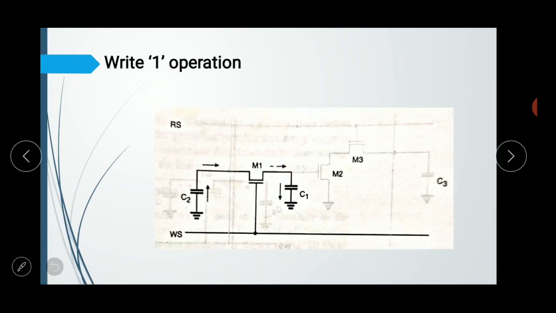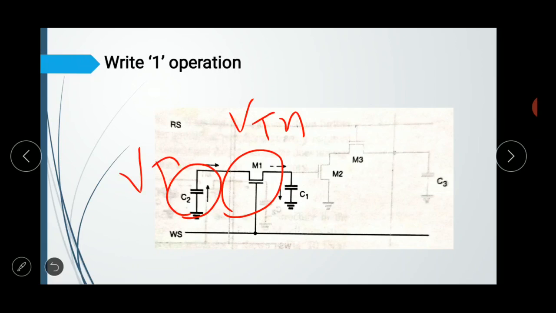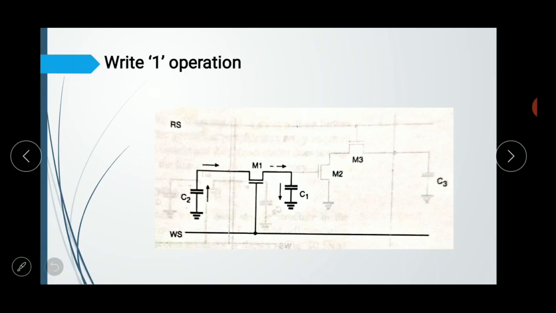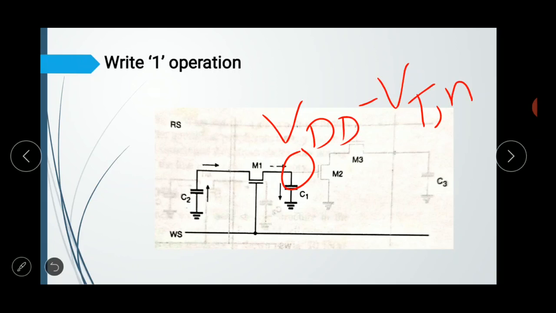Also remember that for turning on, it absorbs VTN voltage, and during the pre-charge operation C2 charges to VDD. So at this point, after some voltage drop, we get VDD minus VTN. So this is the voltage present at this node.